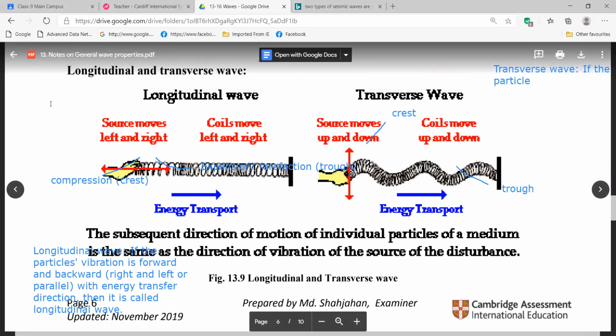Then it is called longitudinal wave. Now you can see. Yes, sir. So transverse wave. Tell me the definition. If the particles' vibration is upward and downwards, in bracket, what will we write? Perpendicular. Only perpendicular, we will write that. With energy transfer direction, then it is called transverse wave, right?